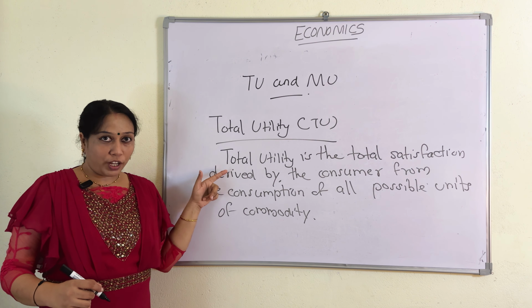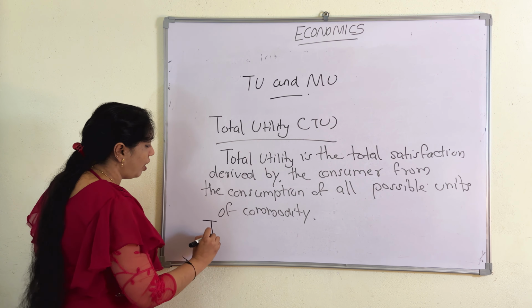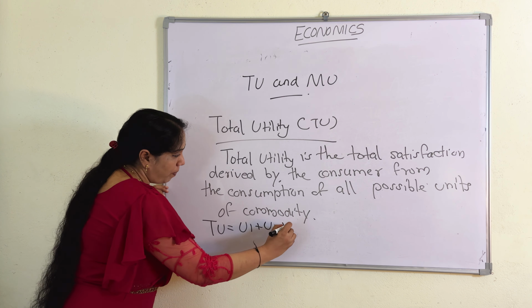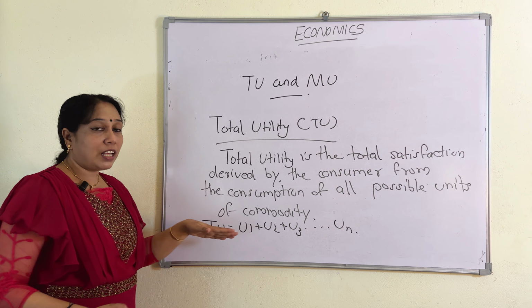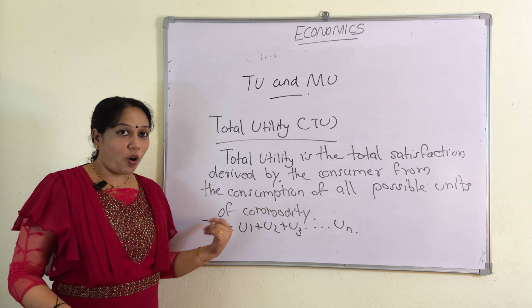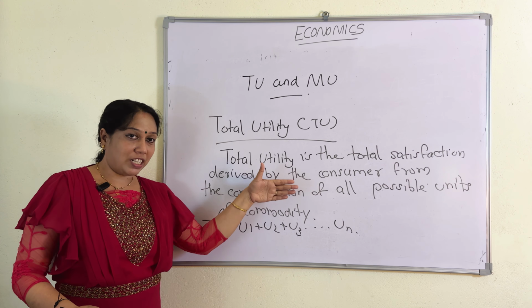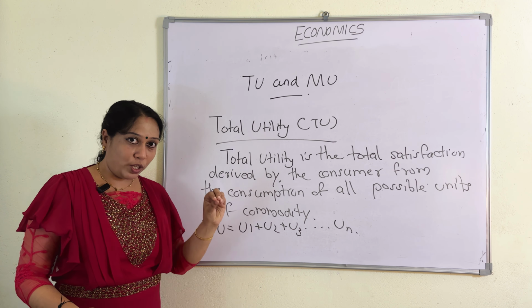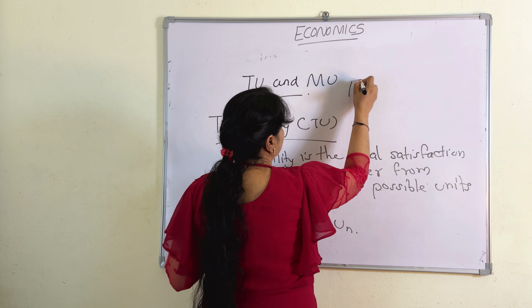How to find out the total utility? There is one formula to find out the total utility, that is total utility is equal to U1 plus U2 plus U3 till Un. Okay, the sum of the utility, that is what? Total utility. Total utility is the total satisfaction derived by the consumer from the consumption of all possible units of the commodity.